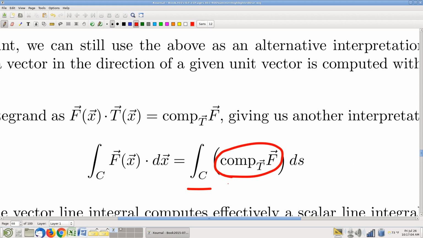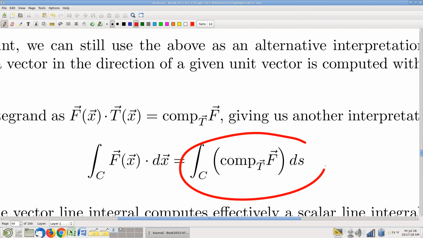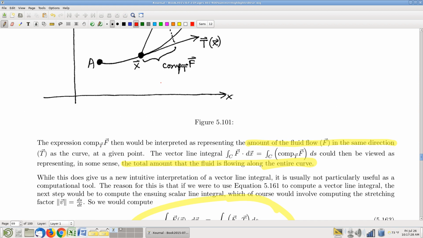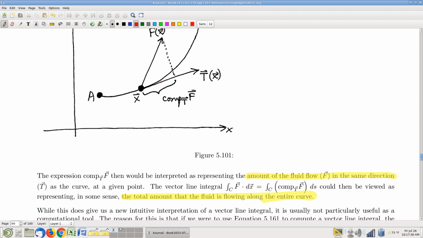And so I view it as, this is saying, overall along the entire curve, if I add up on each little piece how much the fluid is flowing along the curve, per unit length as you go along the curve, this expression here is, in some sense, a total amount that the fluid is flowing along the curve. So that's what I've got written down here. Now, this is very vague language, and it'd be nice if we could give it a more crisp description.